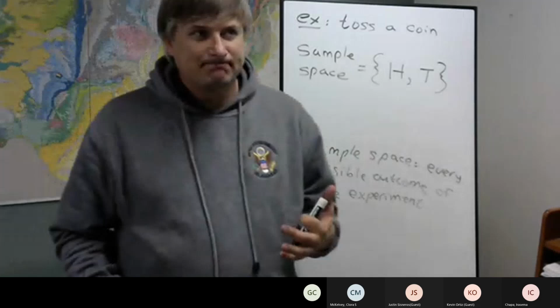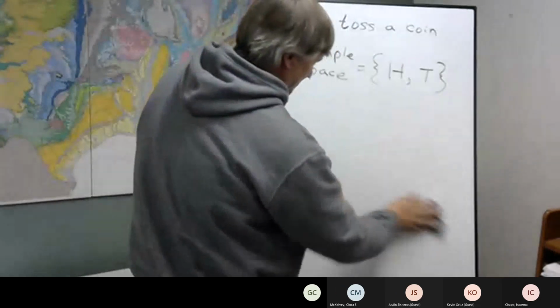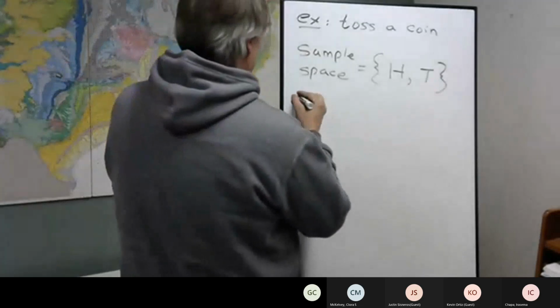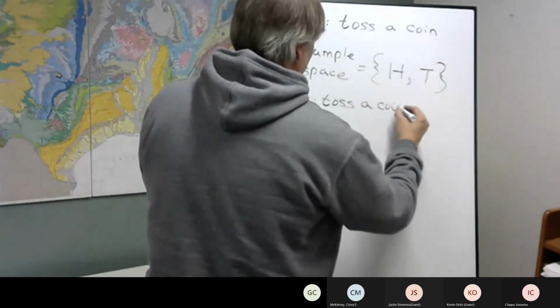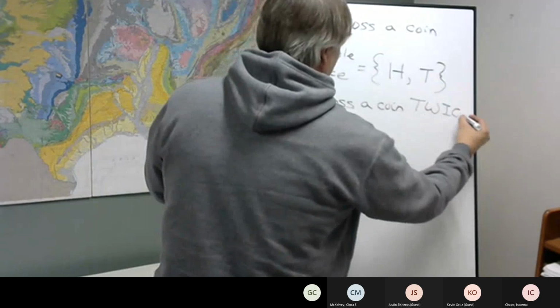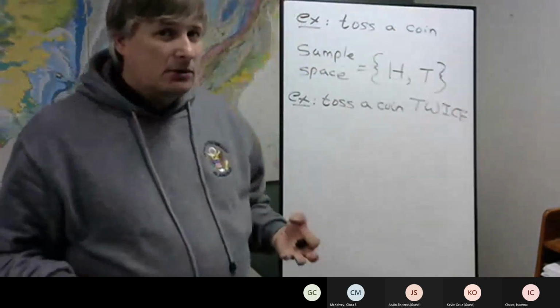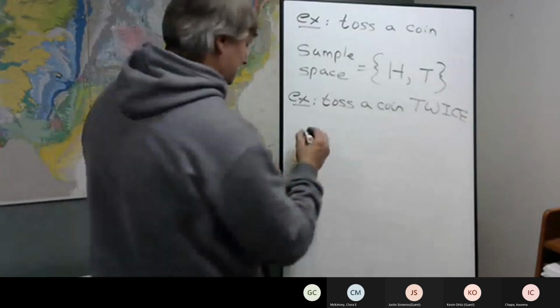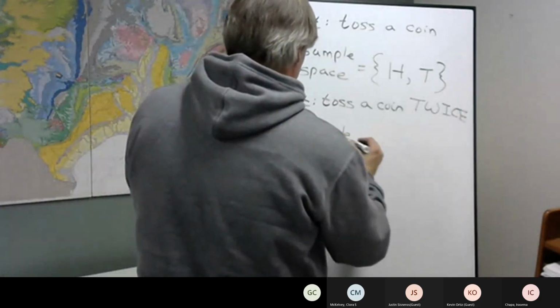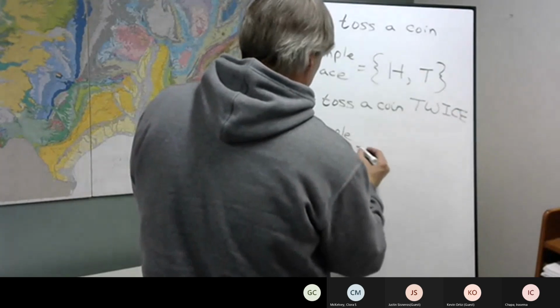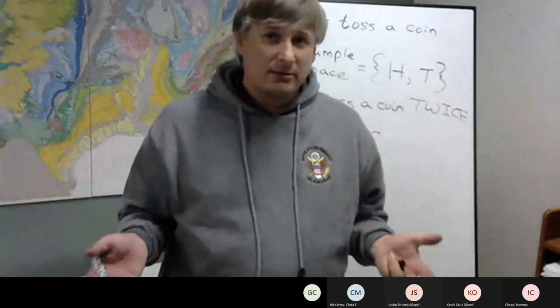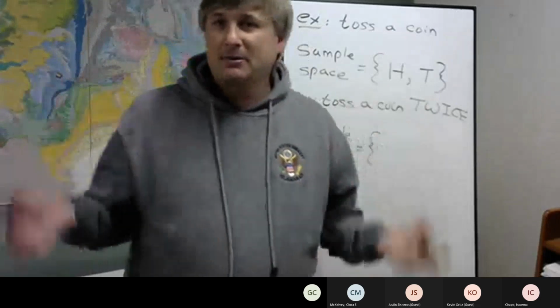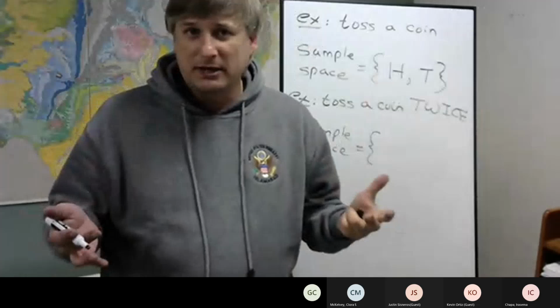Now, if we make the experiment a little more complicated, let's say we do this twice. So we toss a coin twice. Now, what is the sample space? Well, in this case, it's going to be a little more complicated. We want to ask, what are all the possible outcomes of this experiment? Well, the experiment is, what's going to happen to our cosmos if we flip this coin twice? Well, maybe we're not looking at the cosmos, but this particular little piece of it.